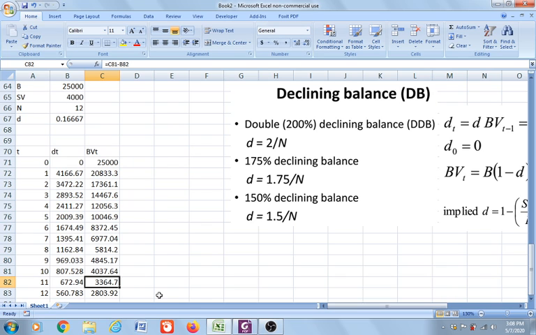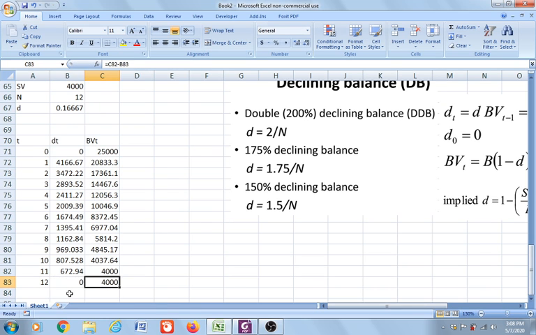So we need to replace this 364.7 with 4,000. This 4,000 is its salvage value. So what is the depreciation charge in year 12? It should be 0. So the book value in year 12 will be the same as the book value in year 11, which is 4,000. And that is the declining balance depreciation method.